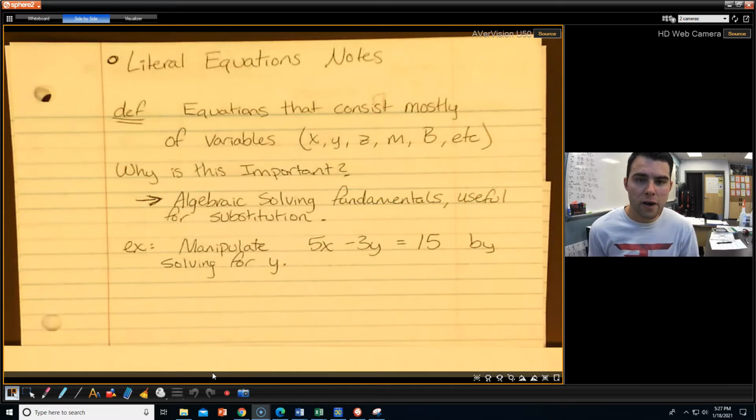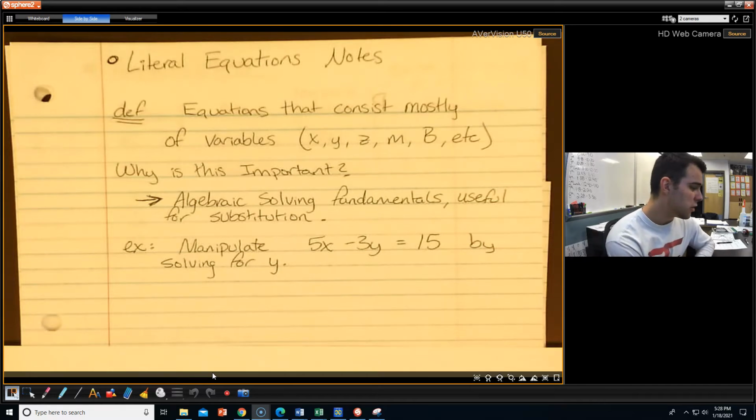We are going to pump the brakes on learning substitution for a second. It's given us a lot of trouble, and so I think we need to learn something else first before we go back and try to relearn substitution because, yeah, it's just not going great, and that's okay. Let's look at these things called literal equations, literally.